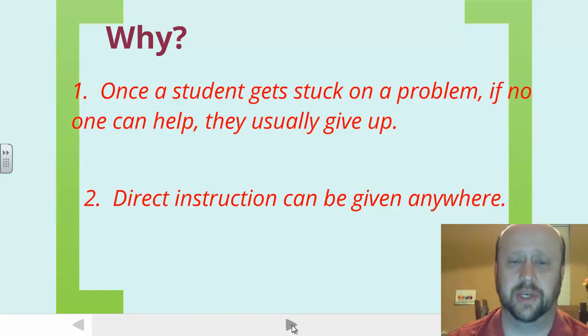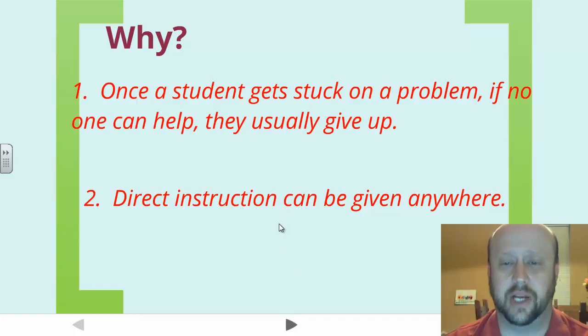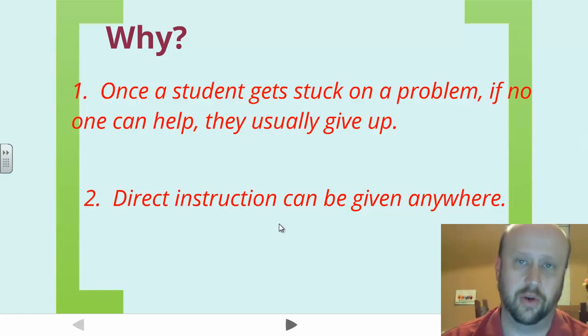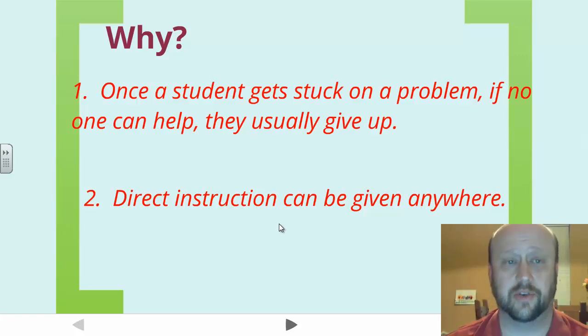The second reason is because I can give the direct instruction anywhere, meaning the lecture content where you're just going over the terminology and the concepts and all that. That can be given anywhere at basically any time, and it's at the discretion of the students, which makes for a lot more choice and a lot more empowerment for the students.